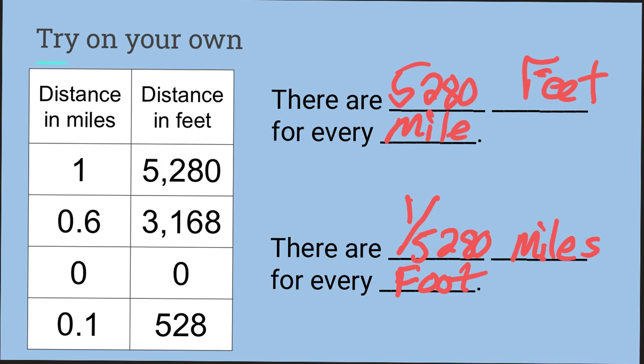The first one's pretty easy. There are 5,280 feet for every 1 mile. Yep, that's true. The other one's harder, so remember to go from B to A, you have to divide A by B, or make a fraction of 1 over 5,280. So there is 1/5,280th of a mile for every foot. That one, a little trickier, and we probably wouldn't use it very often.